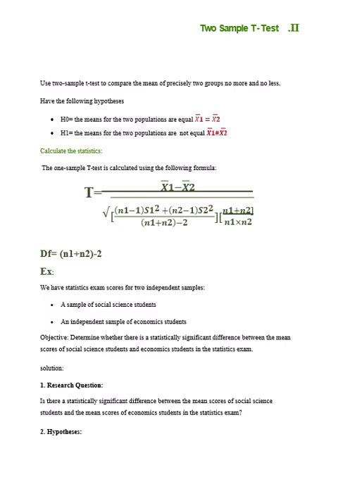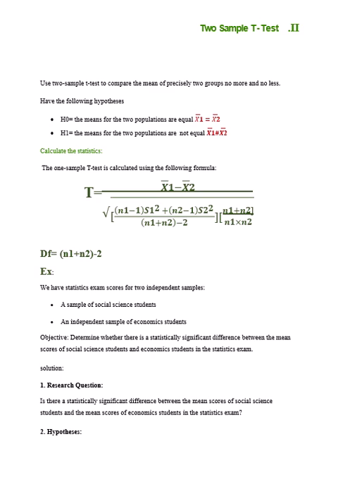2 sample t-test. Use 2 sample t-test to compare the mean of precisely 2 groups, no more and no less. Have the following hypotheses. H0 equals the means for the 2 populations are equal. H1 equals the means for the 2 populations are not equal. 2. Calculate the statistics. The 2 sample t-test is calculated using the following formula. df equals n1 plus n2 minus 2.